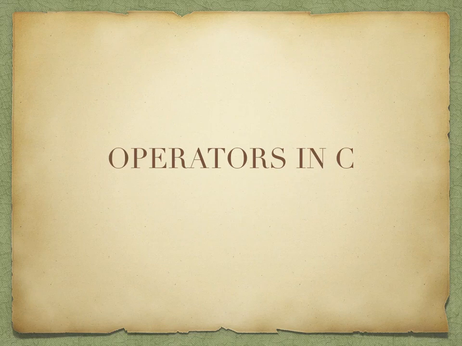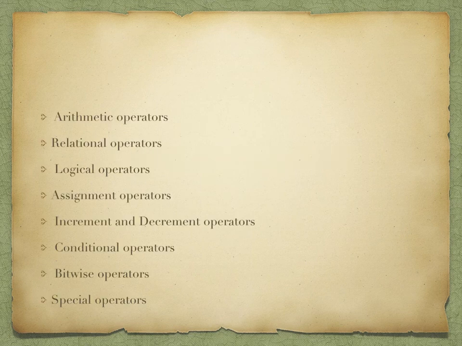Hi all. In the last lecture we have studied about tokens like keywords and identifiers. So today we are going to study about another kind of token called operators. There are many kinds of operators that can be used in C language. We are going to study all these operators, and we can use them based on the user needs. These are the operators that we use in C program.